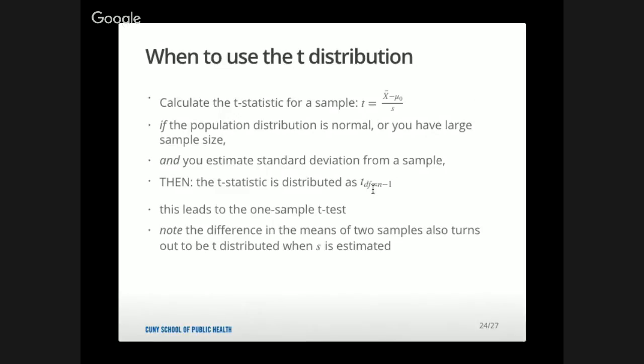And just as a note, when you take two samples and calculate instead of just the mean of one sample, the difference in means between two samples, that also turns out to be t-distributed when you're estimating standard deviation from the samples.